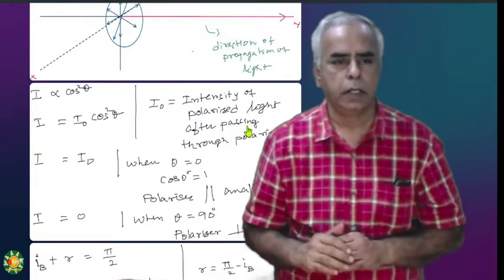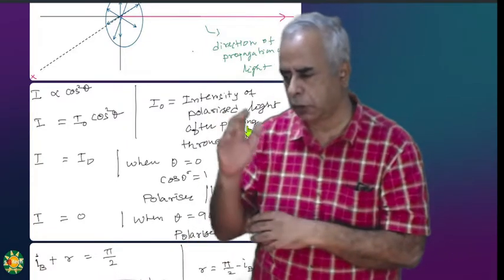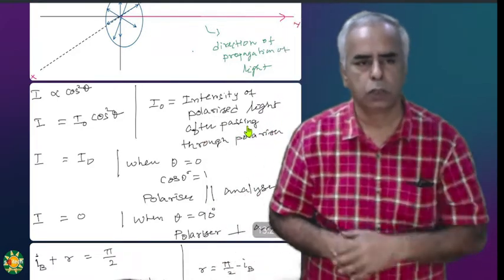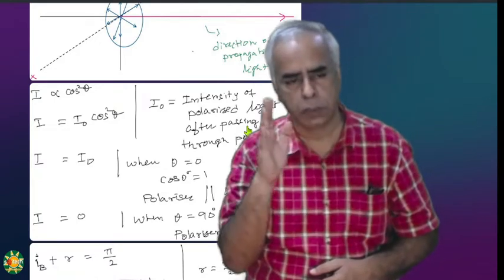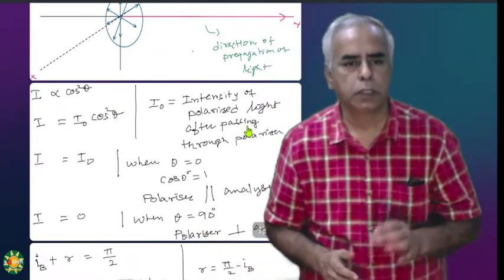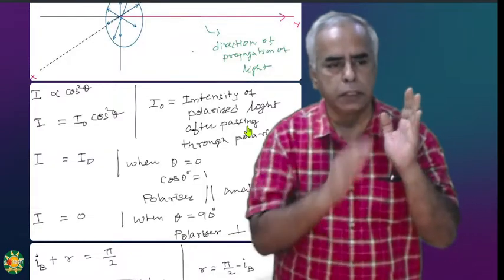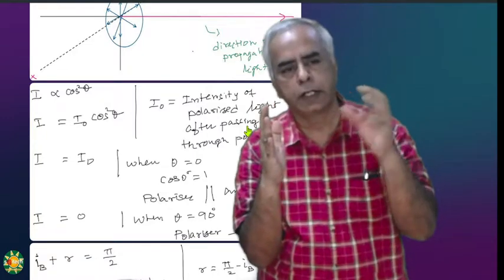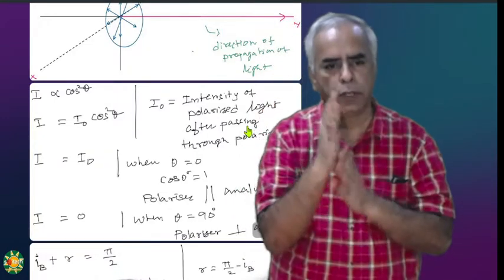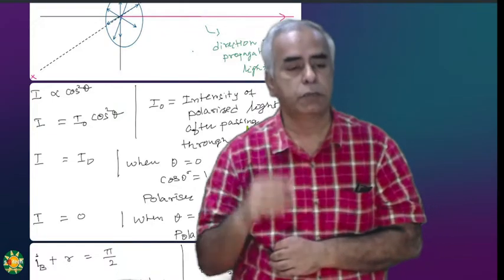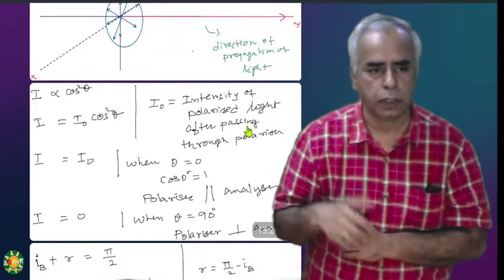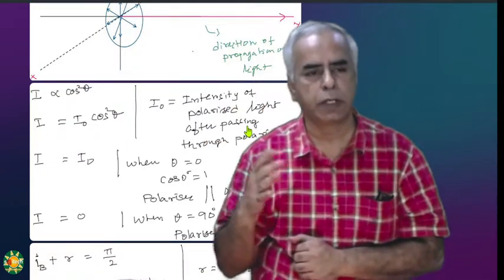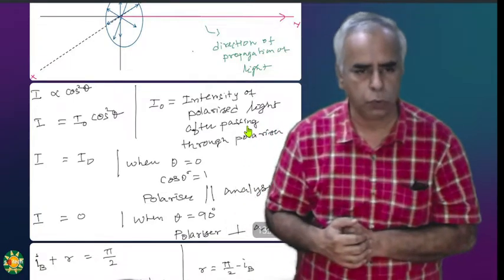Right. And assuming that when theta is equal to 0, then cos 0 is equal to 1, cos squared theta is equal to 1. Therefore, I is equal to I naught into 1, that is I is equal to I naught. It means that there is no difference between the intensity of the incident light and the polarized light. But when theta is equal to 90, that is when polarized light is perpendicular, then absolutely there is no intensity. I becomes 0 because cos 90 becomes 0. Are you able to follow?